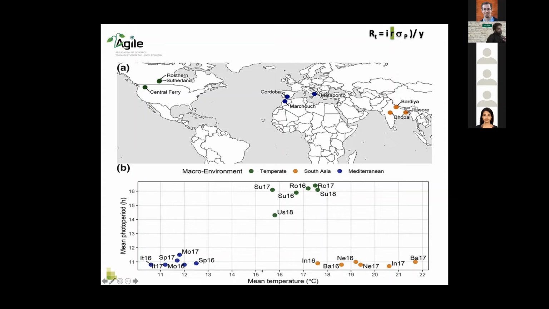So far, we know that photoperiod and temperature are the major environmental factors contributing to the days to flowering of lentils. And days to flowering is one of the major traits defining the adaptation of the crop.